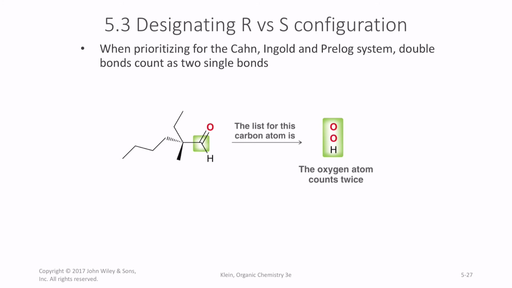Now, one another rule in the Cahn-Ingold-Prelog system is that when you have a double bonded carbon, that carbon is considered as two single bonds. So a double bond is generally counted as two single bonds so that you give more priority.